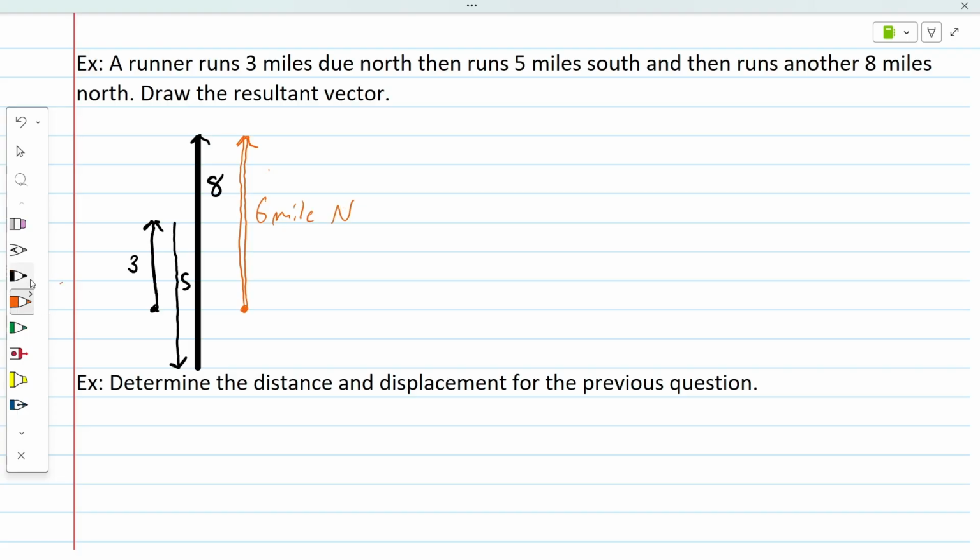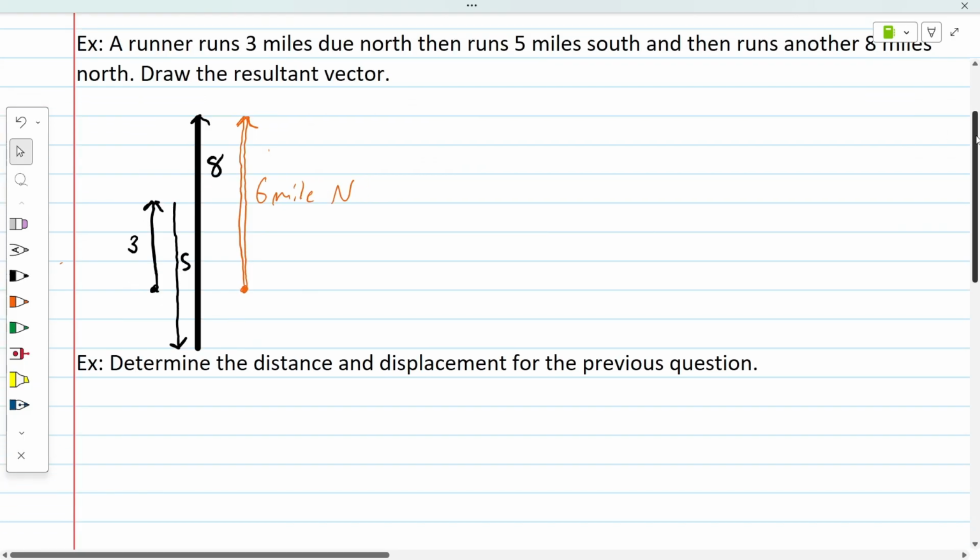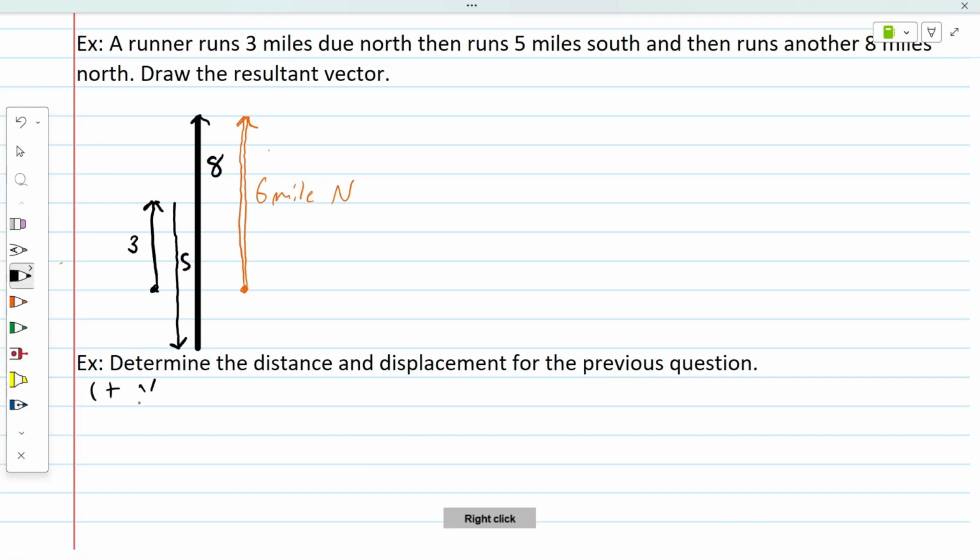Alright, so let's try doing this one down here. We're going to use the same question, but do it using variables. So I'll just scroll down. I kind of need the question actually. All right, so we know that the runner runs three different segments. We'll denote the positive direction, and I'll write this up here, as north, and the negative direction as south.